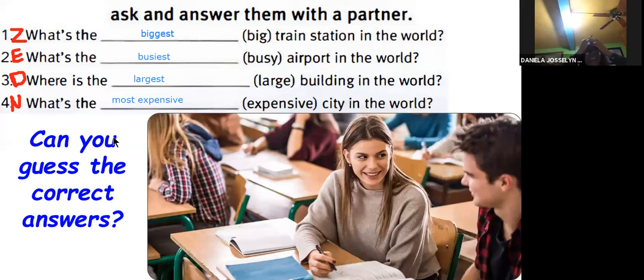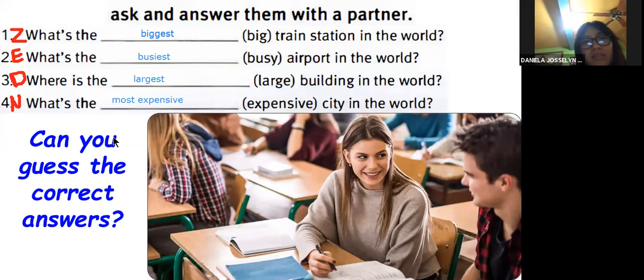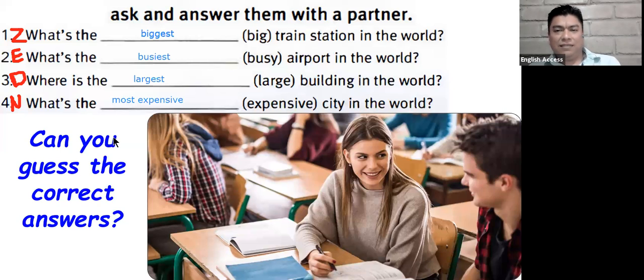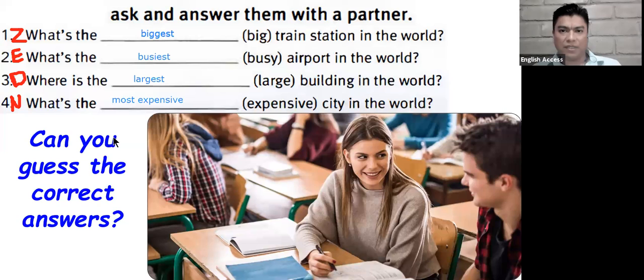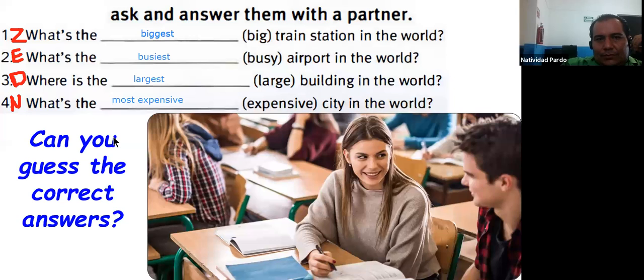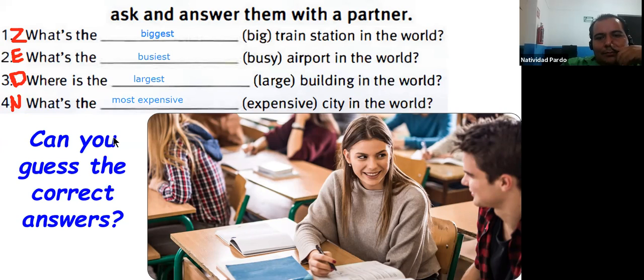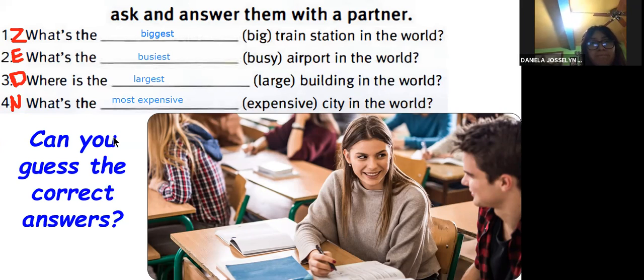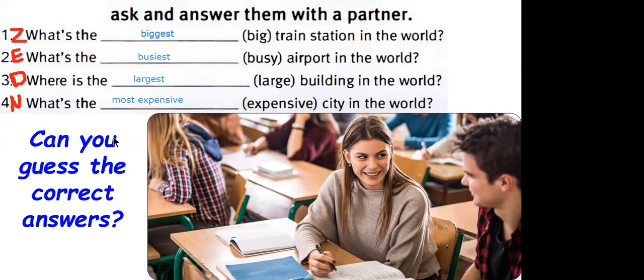Okay, number two, please. What's the busiest airport in the world? I think in Colombia. In Dubai. Or in New York. Okay. I think it's in Colombia. Okay. Number three. Where is the largest building in the world? Dubai. I don't know the name, but it's in Dubai. Me too. I think so. Okay, number four?